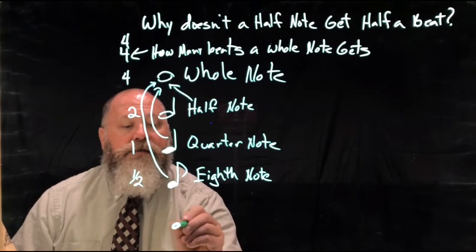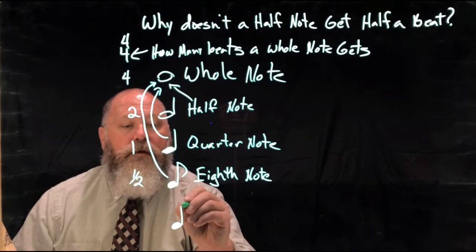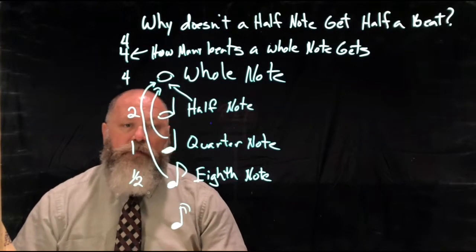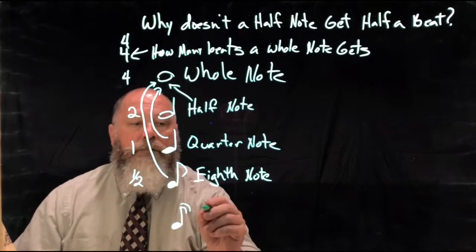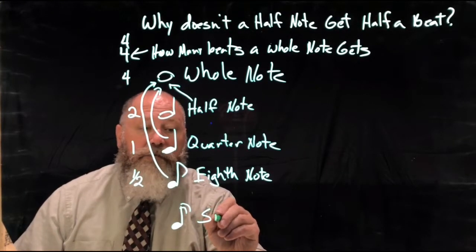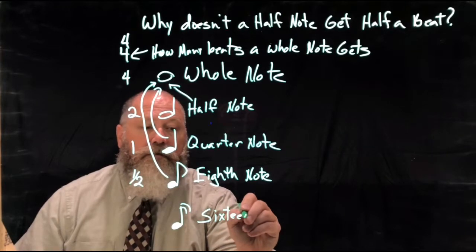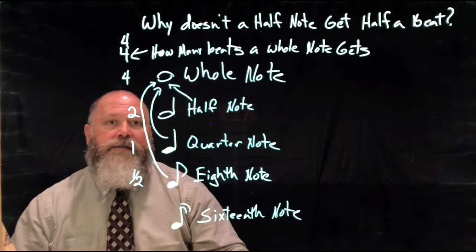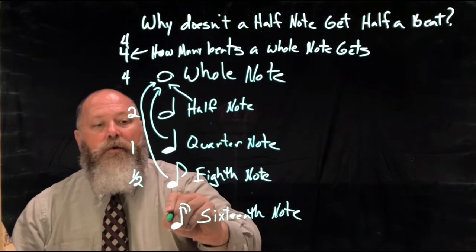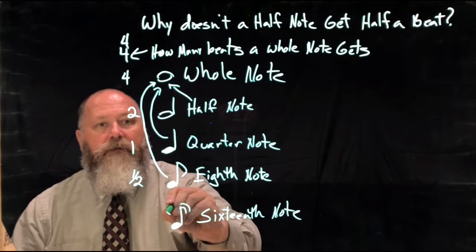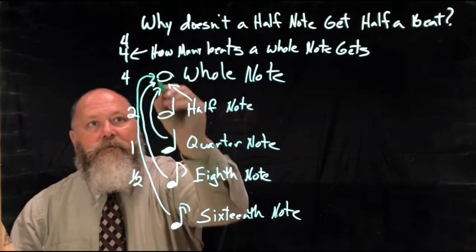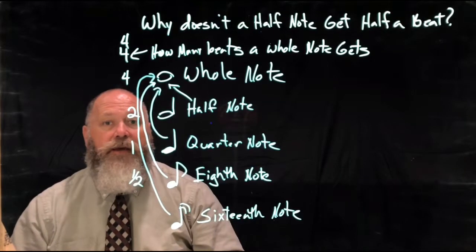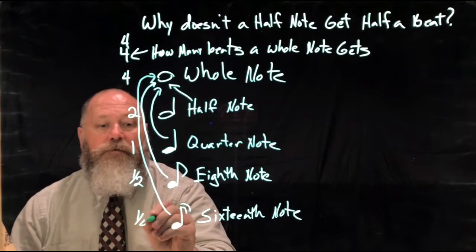Next we have a 16th note. Now a 16th note can be written like this with 2 flags, or a group of them can be written with 2 beams. So a 16th note is going to get 1/16 of that. So if we take 4 and divide it by 16, that gives us 1/4 of a beat.